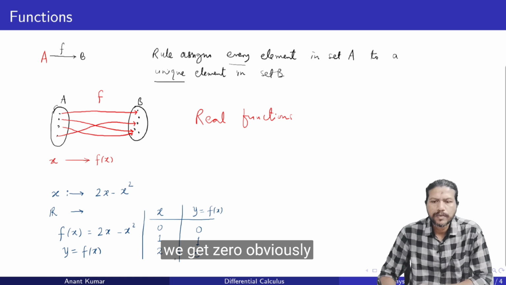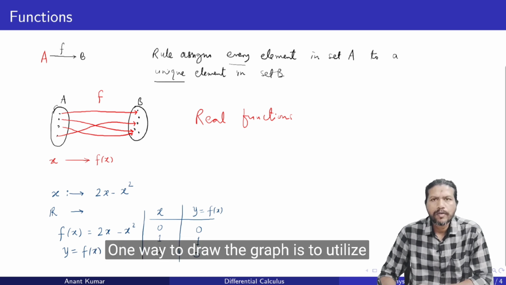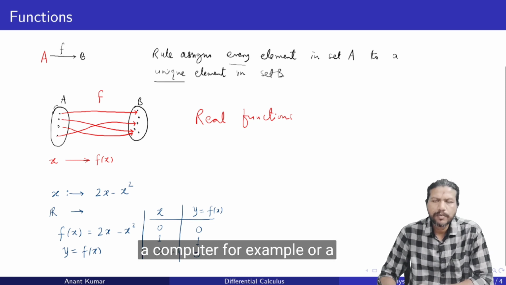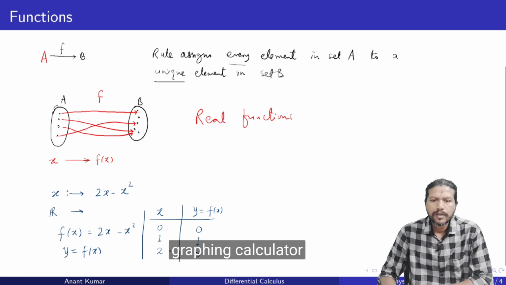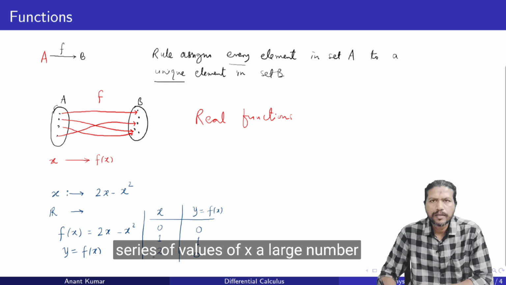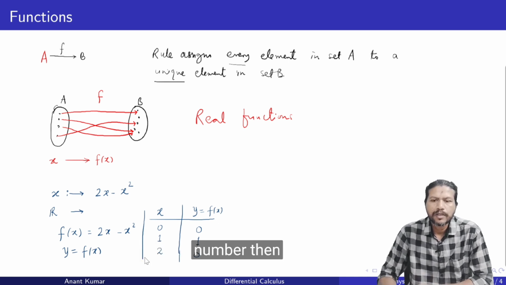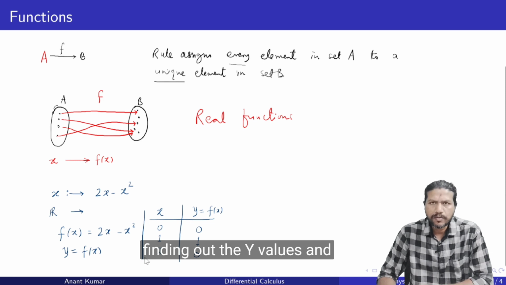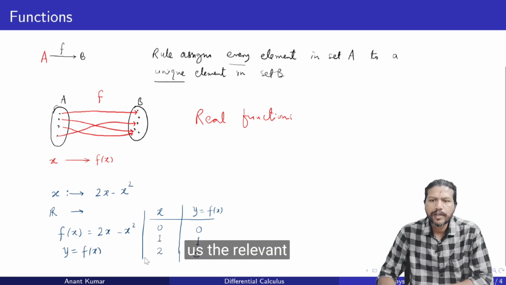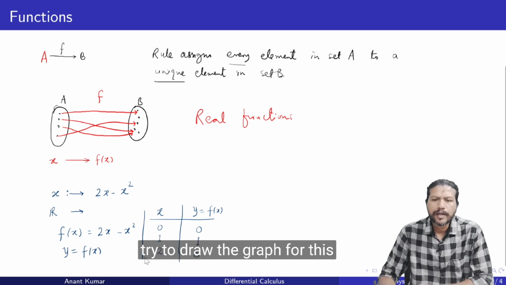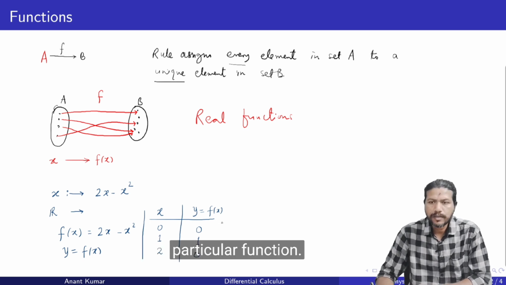So we get 0. Obviously, drawing the graph will not be done only by using these 3 points. We shall require more points. One way to draw the graph is to utilize a computer, for example, or a graphing calculator. Or the other way we can do is just taking a series of values of x, a large number, then finding out the corresponding y values and then noting down the points (x, y) in the xy plane. That should give us the relevant graph. Fine. Let's try to draw the graph for this particular function.